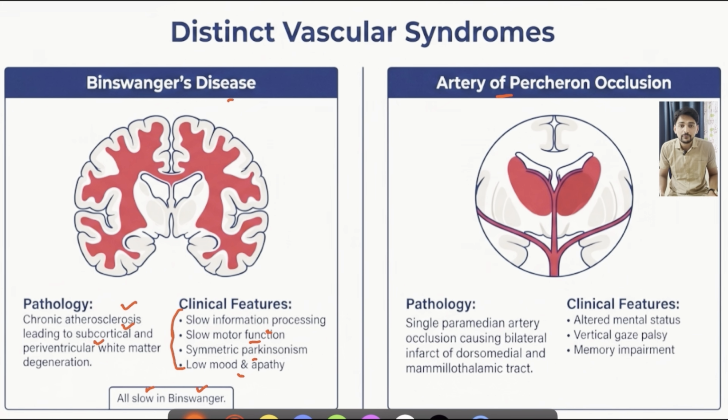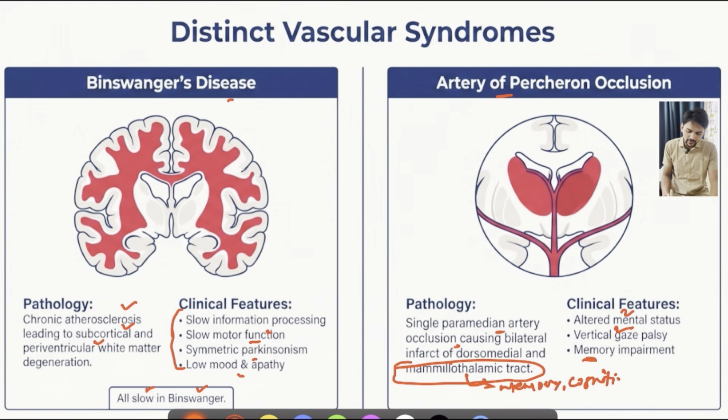Coming to the other vascular dementia variant, where the single paramedian artery gets occluded, again vascular related, causing bilateral infarcts of the mammillothalamic tract. This mammillothalamic tract is related to memory and cognition. That's why the individual will face memory impairment and some other features like vertical gaze palsy and altered mental status. So along with the age-related multi-infarct leading to the common vascular dementias, we have to remember some of the other variants as well, like CADASIL, Binswanger disease and the occlusion of the artery of Percheron.